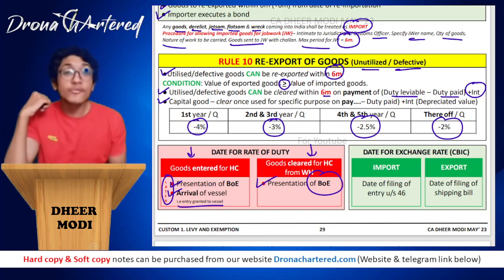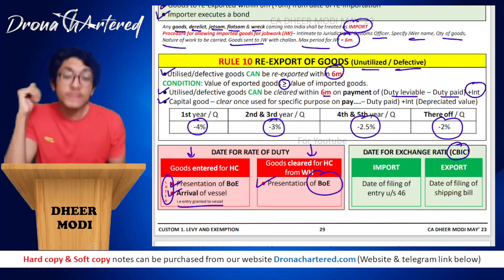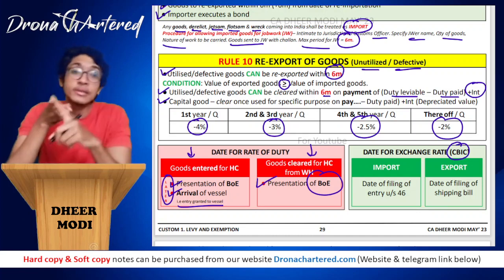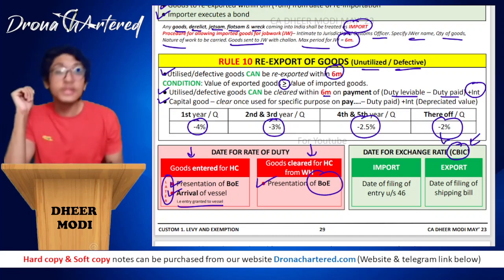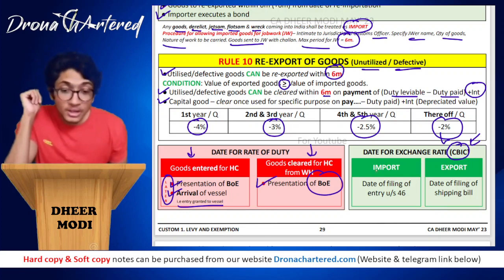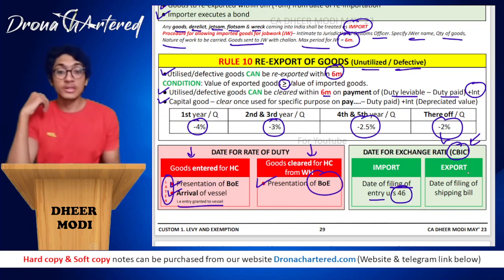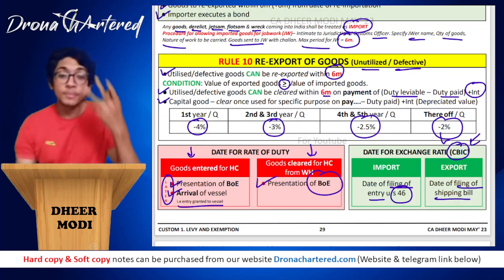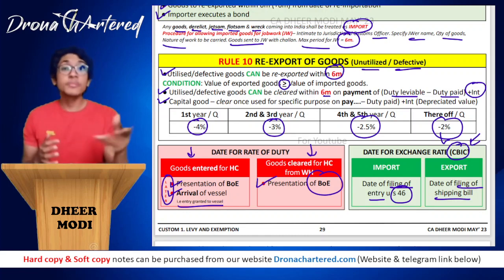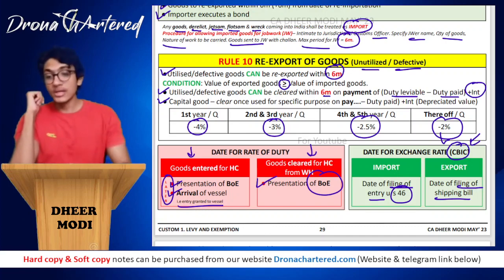Now, what is the date for exchange rate? What is the exchange rate you have to consider? CBIC will give you different exchange rates also, RBI exchange rate, CBIC exchange rate, etc. You only have to use the CBIC exchange rate. Okay, which date do you have to use for the purpose of import? It is the date of filing of entry under section 46, and for the purpose of export, it is the date of filing of shipping bill. So for export, it is date of filing of shipping bill. For import, it is date of filing of entry under section 46.